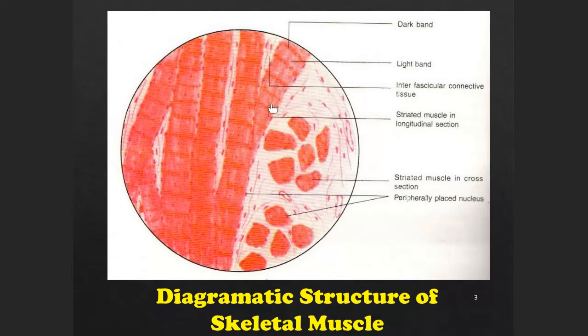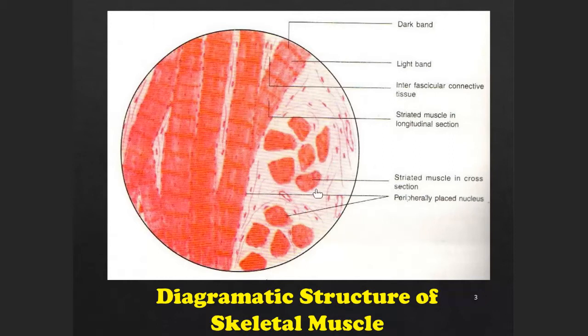Okay. So now this is your striated muscle in longitudinal section. This is again the striated muscle fibers. So now this is your cross section. In cross section you can see that this is your muscle fiber like this. It is in your longitudinal section. This is in your cross section.